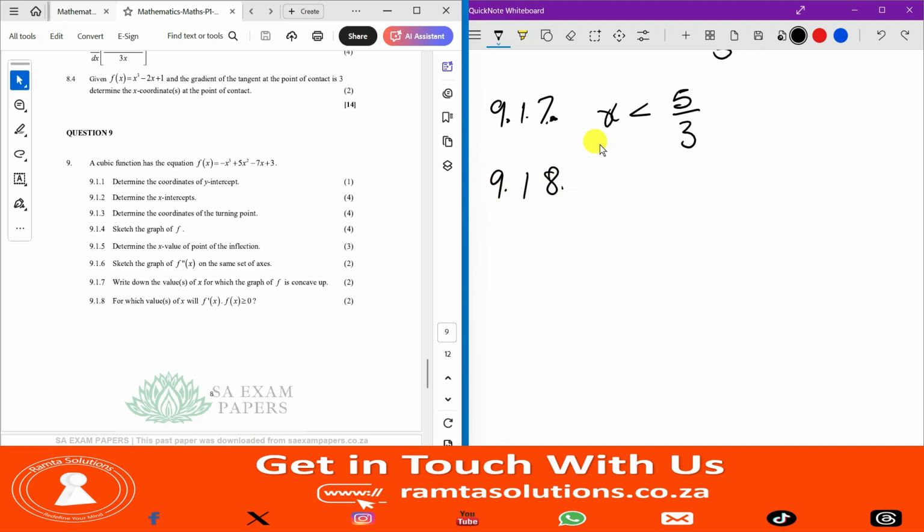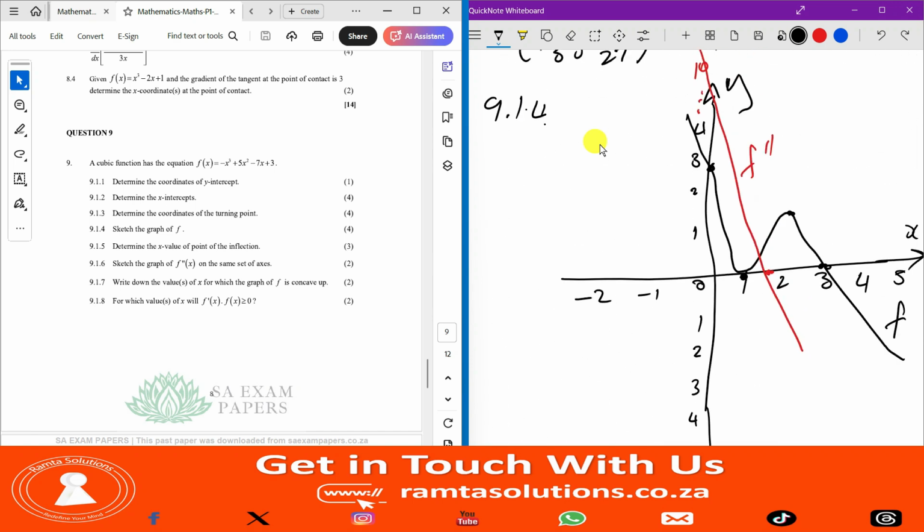9.1.8, for which value or values of x will the first derivative times f of x be greater than 0? Ooh, this graph. Let's see. First derivative, obviously, it will be like this and like this, and the turning point will be somewhere here. I don't know where it'll be moving, but it'll be something like this.